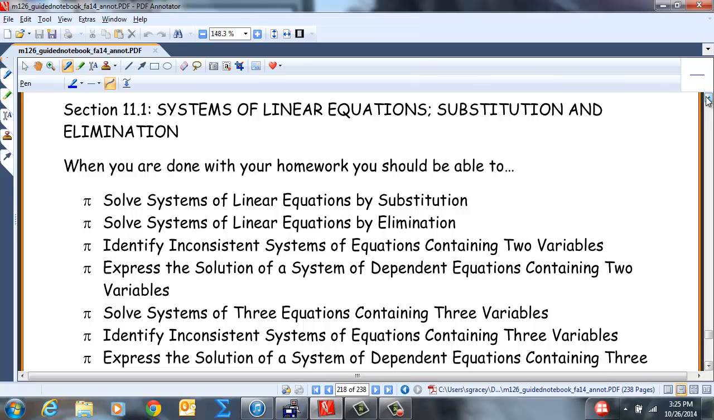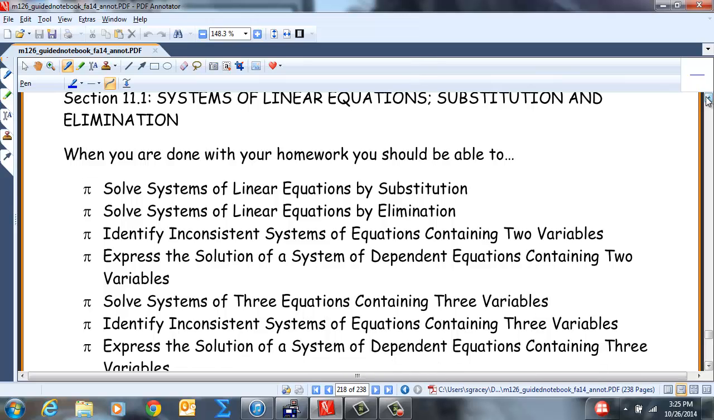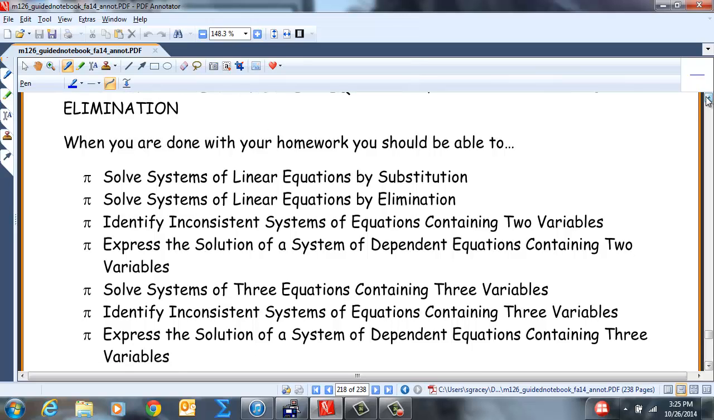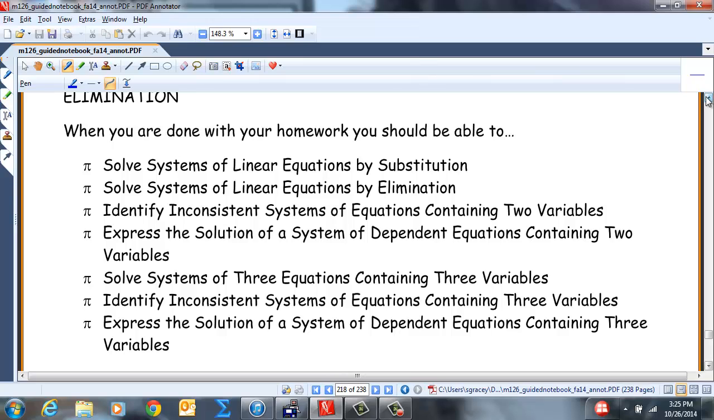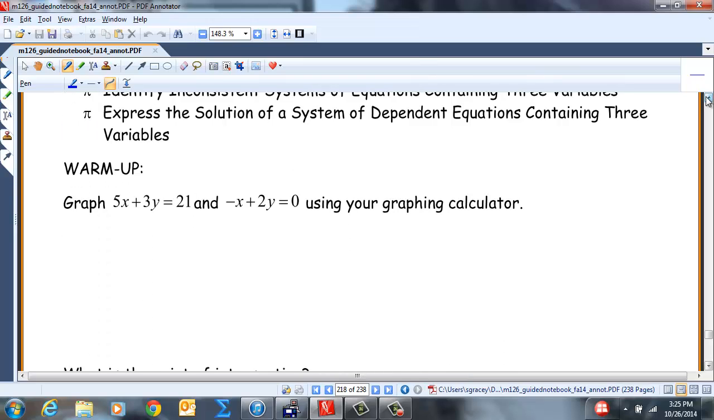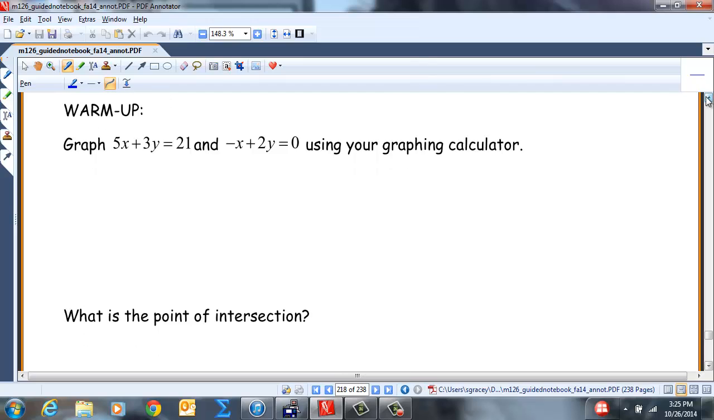Today we're reviewing systems of two linear equations and two unknowns, and we are going into systems of three equations, three unknowns. So it's going to be a pretty long section, so feel free to pause the movie and come back to it if you need to. All right, so here's all the stuff we're going to be doing, and let's warm it on up. Go ahead, pause the movie, and see how you do on this one.